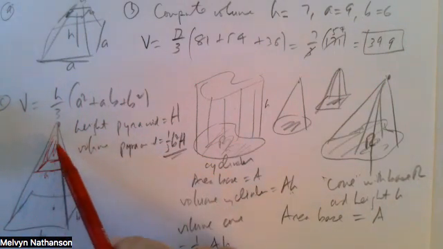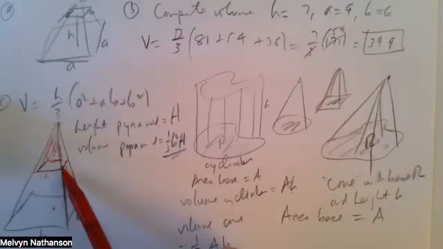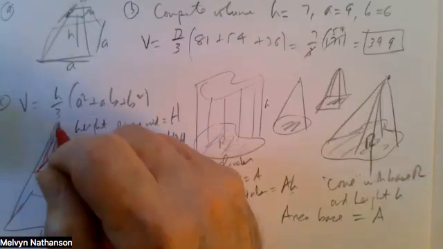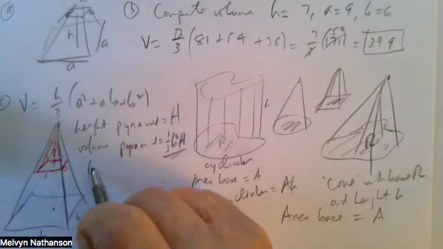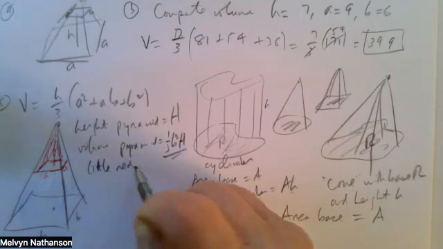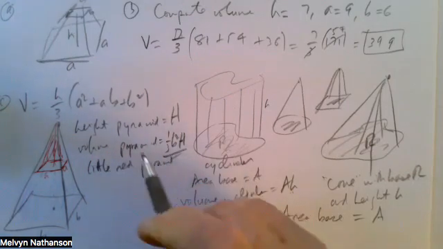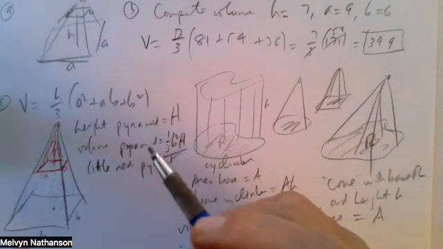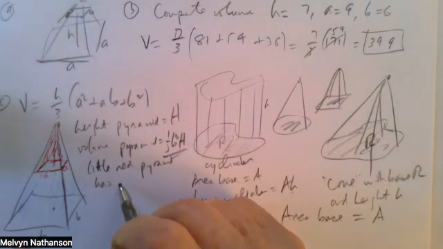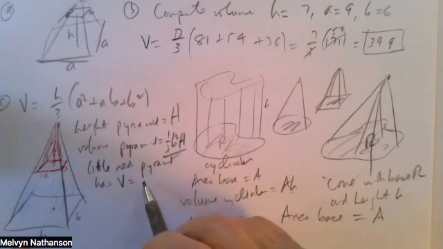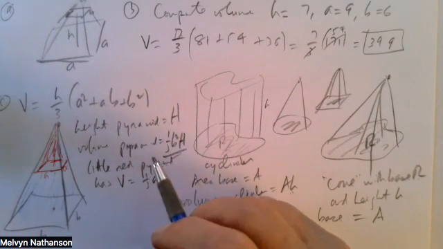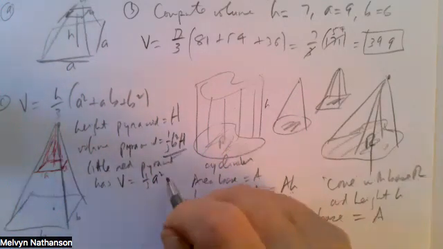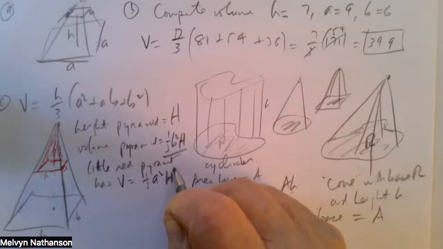So what we're chopping off is a pyramid whose base is A and whose height is little h. So the little red pyramid has volume V equal to 1/3 the area of the base, A squared, times, I'll call it, H prime.